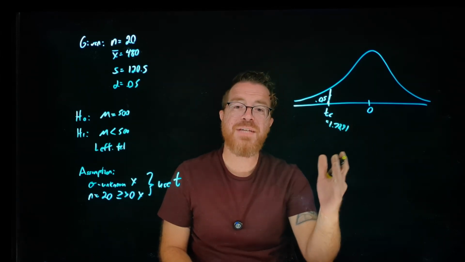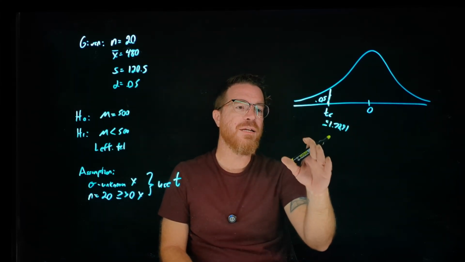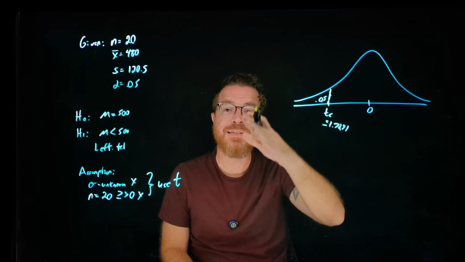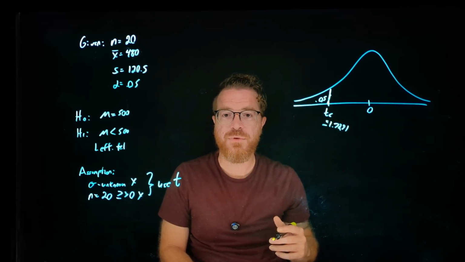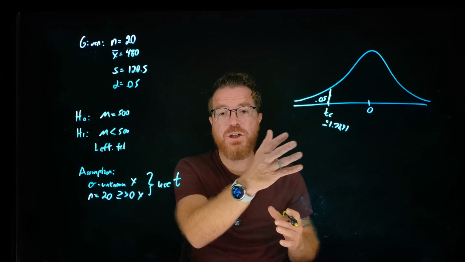But because this is a left tail test, we know that this has to be the negative value. So this is negative 1.7291. So this is our rejection region. Anything that is less than that would fall into our rejection region. Now we need to find our test statistic to see if it falls in the rejection region or the fail to reject region.